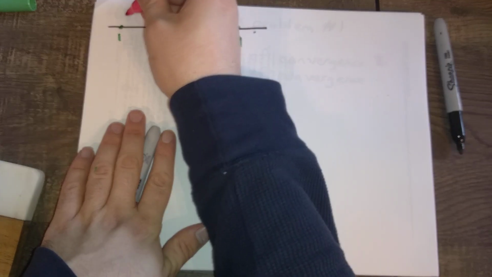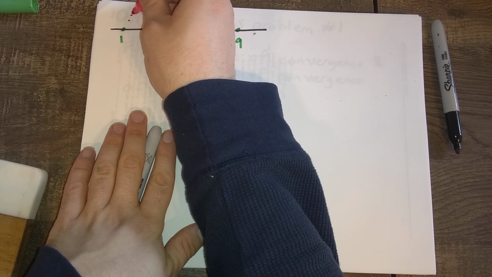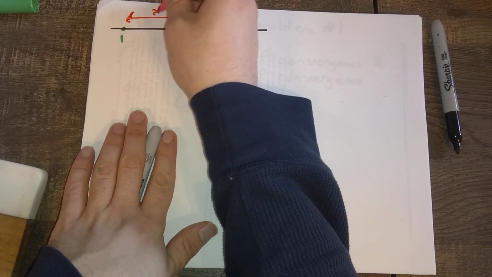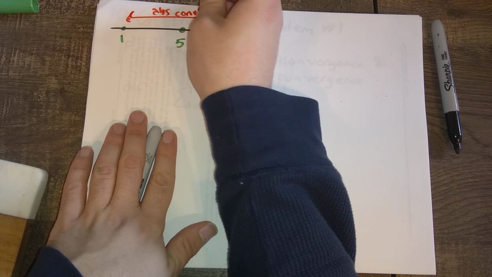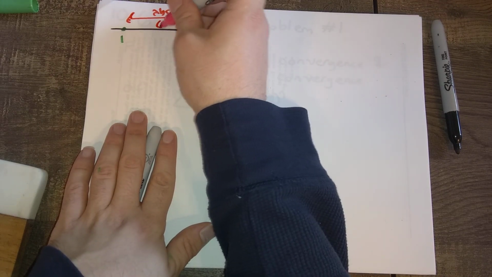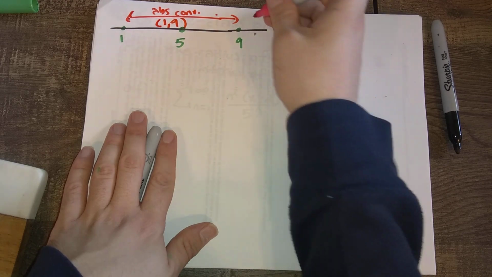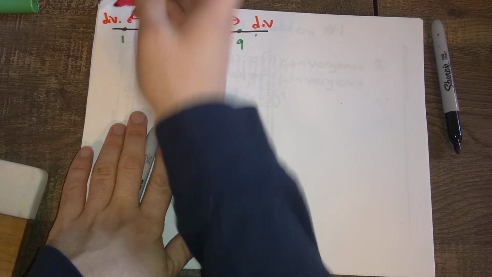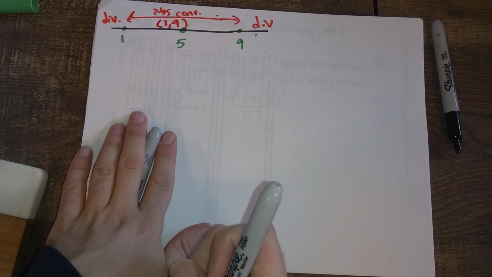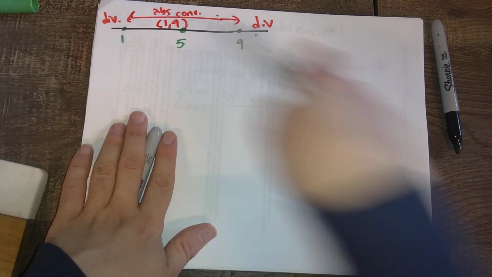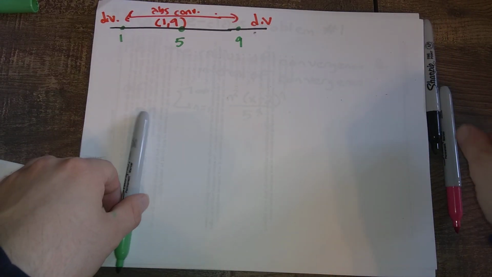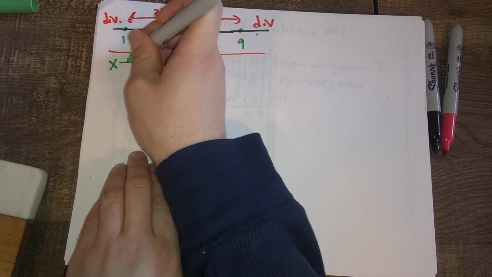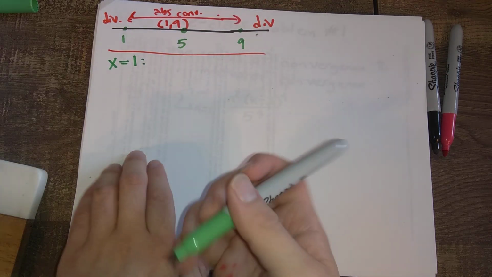So what's going on here? It absolutely converges on the open interval from 1 to 9. It diverges if x is bigger than 9, and it diverges if x is less than 1. And so our last thing we have to do is look at the endpoints, to see what's happening if x is equal to 1 and x is equal to 9.